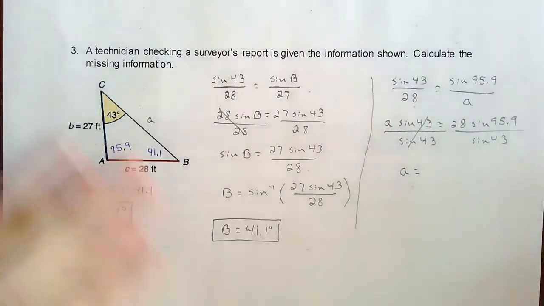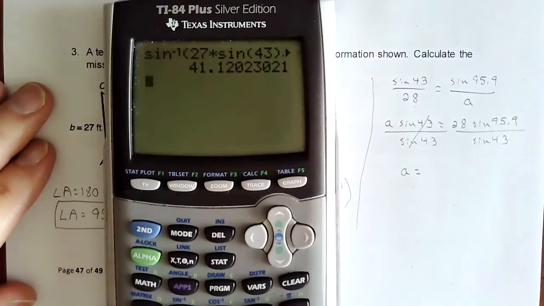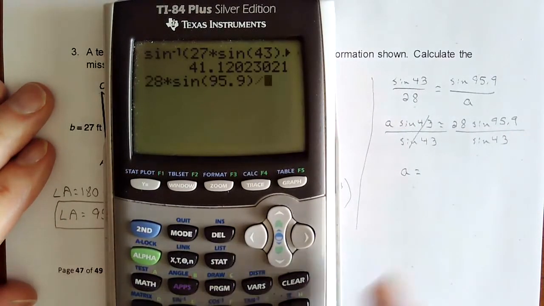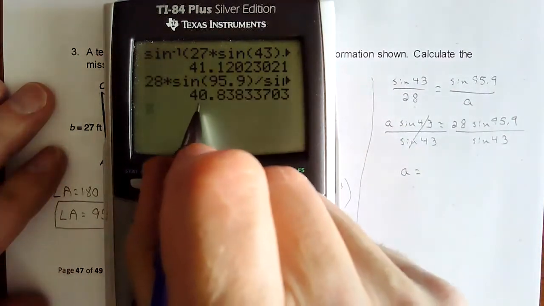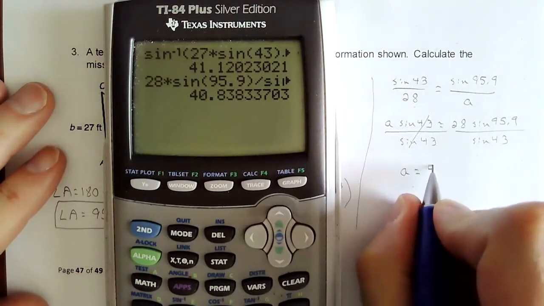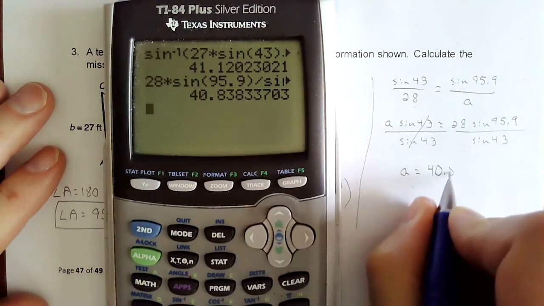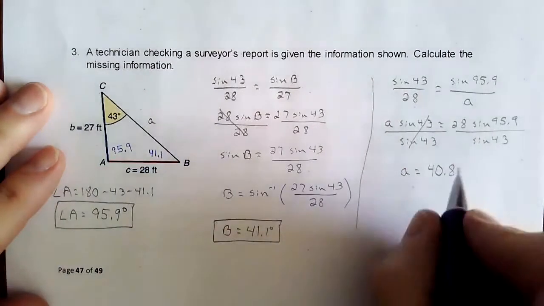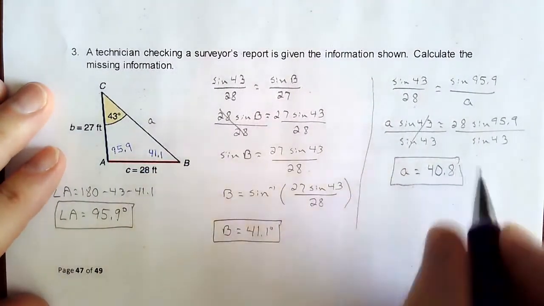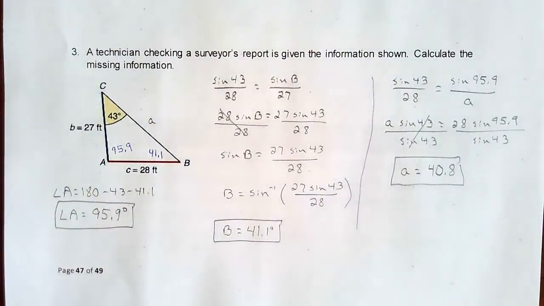That's going to be a length. So we'll throw that in the calculator: 28 times sine of 95.9, close the parenthesis, divided by sine of 43. So I'm going to get 40.8 as the length. All right, so I'll put that on the picture. Make sure the value seems okay.